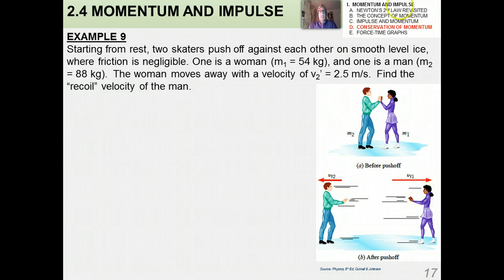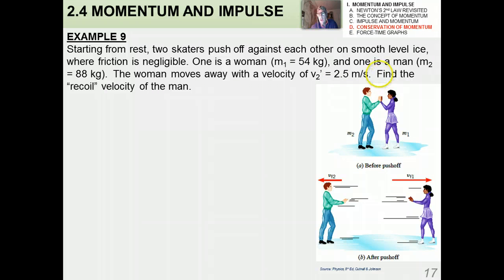Okay, so we have two ice skaters. One has less mass than the other. M1 is a woman and M2 is a man. The woman moves away with a velocity, and they're initially at rest. So the total momentum of the system is 0. They push off of each other.